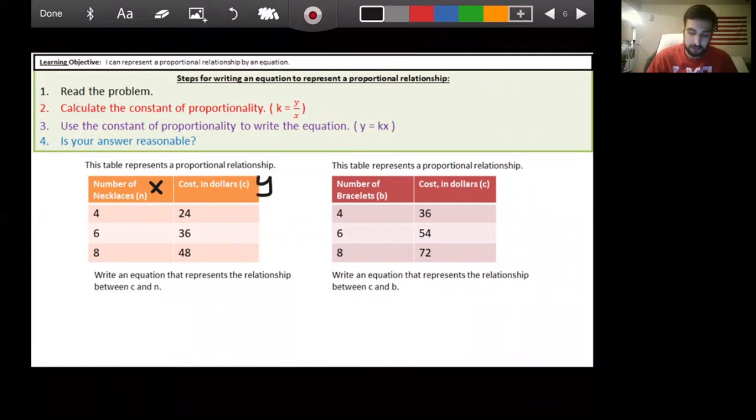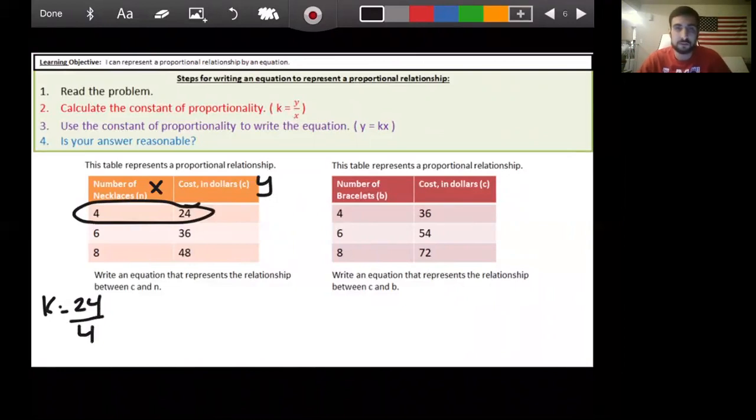So now I'm going to go find my constant of proportionality. So k is equal to, in this case, 24 over 4. I like picking my smaller points just because those lower numbers are usually easier for us to divide. K is now equal to 6. So I'm going to go plug this in to y equals 6x. I'm going to plug in that where k would be. So y is equal to 6x.